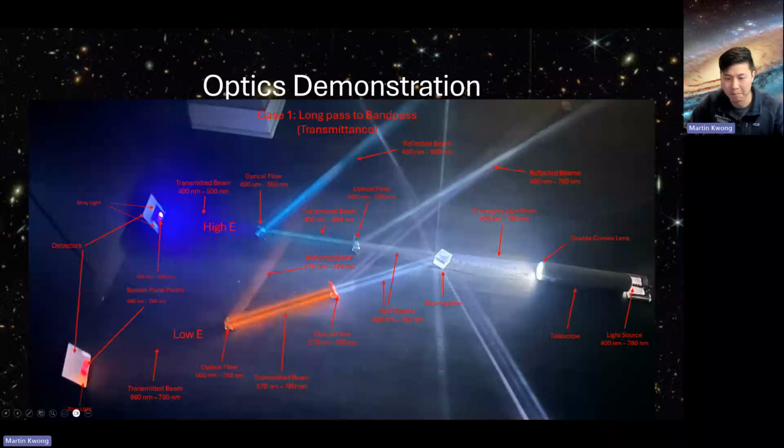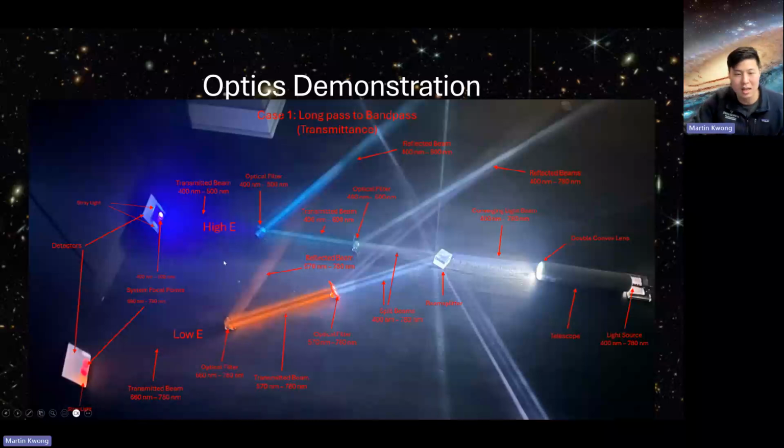This is a long pass filter from 400 nanometers to 600 nanometers, which transmits the 400 to 600 nanometer beam of light, and then it hits a 400 to 500, so it's even more specific, and then transmits the 400 to 500 nanometer light into a focal point right here. In this case, you have a 570 to 780 nanometer optical filter that allows that transmission. And then a 660 to 780, which is very much in the red area, which then transmits red light.